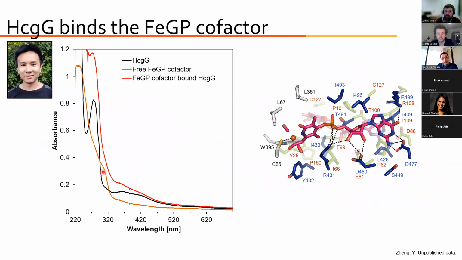So in black, we can see the spectra similar to what I showed you before. In orange is the spectra of the iron GP cofactor, and in red is the spectra of the iron GP cofactor bound to ACGG. And you can see it looks like the same spectra, just a bit higher. And interestingly, this iron GP cofactor could not be washed away by exchanging buffers. So there's a very strong binding between the cofactor and the enzyme. We're exploring this a bit further.